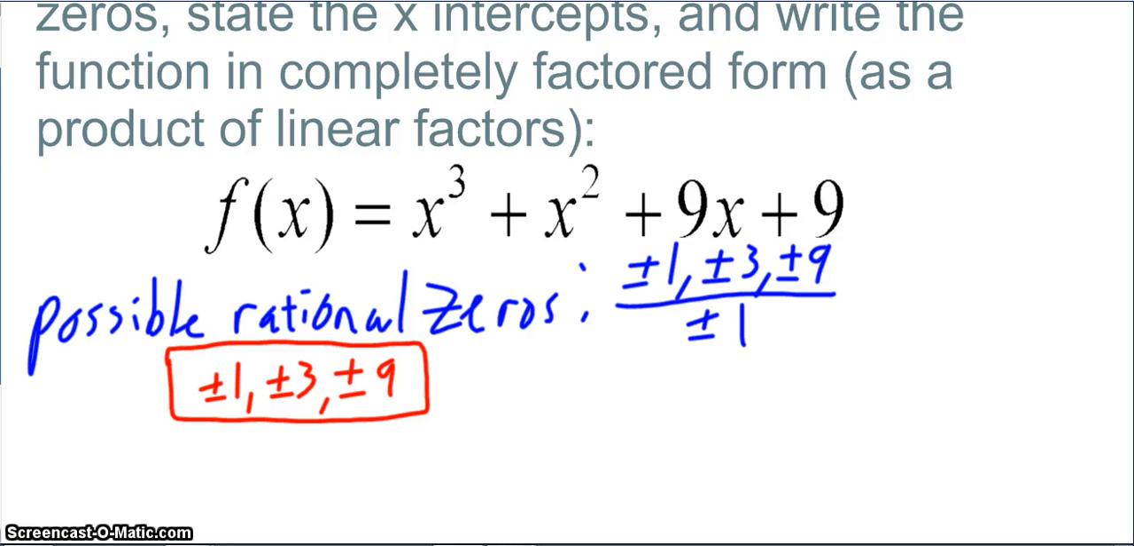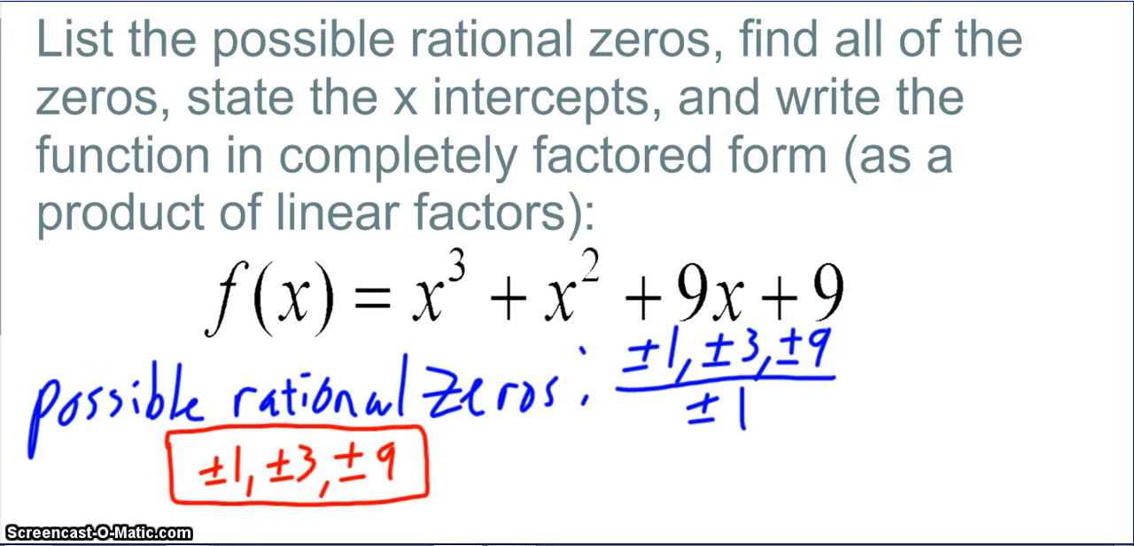Okay, so now I want you to finish this problem on your own and then come back when you're ready to check the answer. So now find actually all of the zeros, state the x-intercepts, and write the function in completely factored form. Pause the video, do that, and unpause when you're ready to check your answers.